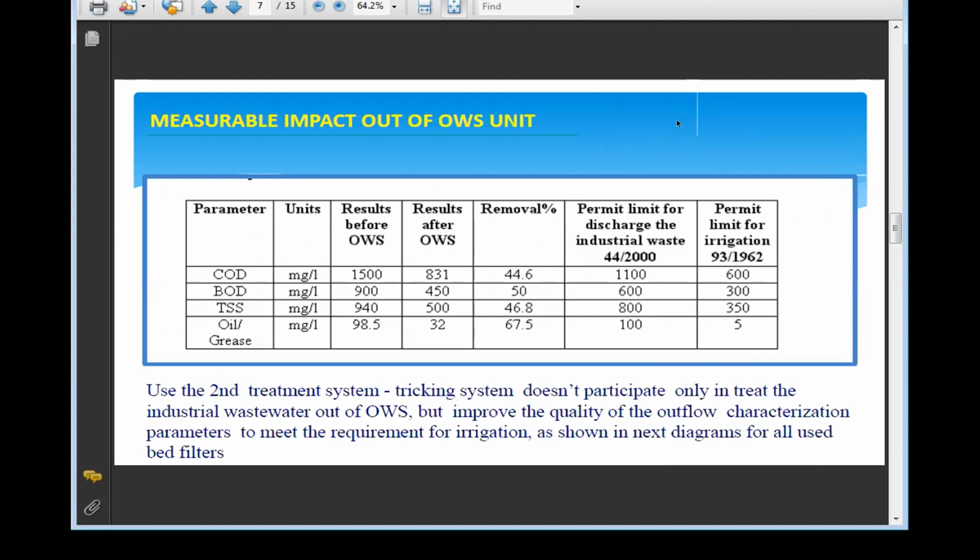According to the main parameters, we are looking to improve them according to the law, and especially in the petroleum sector, the authorities are looking for improved parameters, especially COD, BOD, TDS and oil and grease. These are the main 4 parameters for industrial wastewater, especially in the petroleum sector.